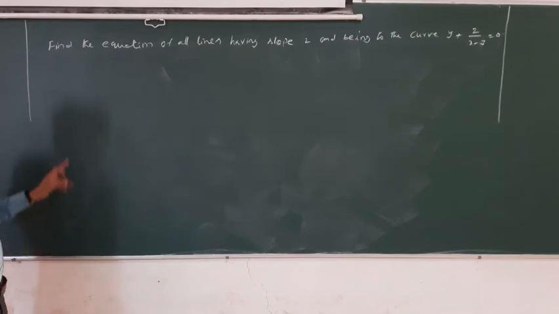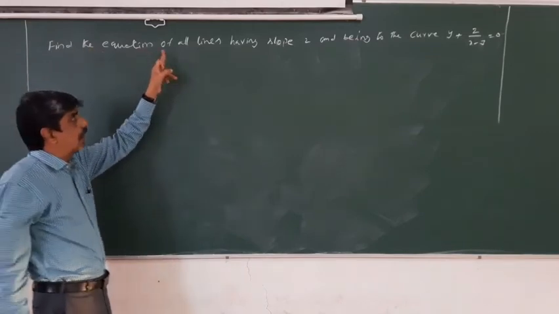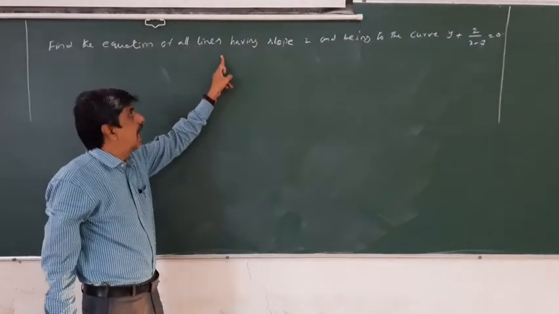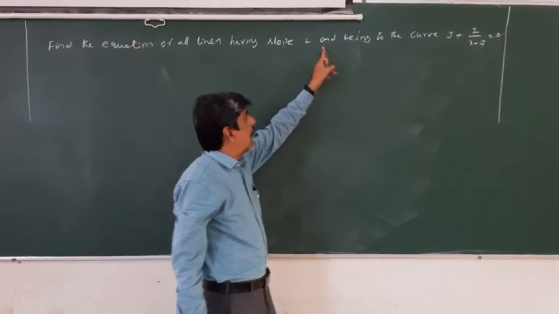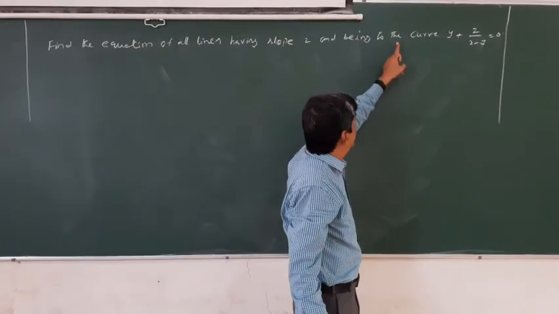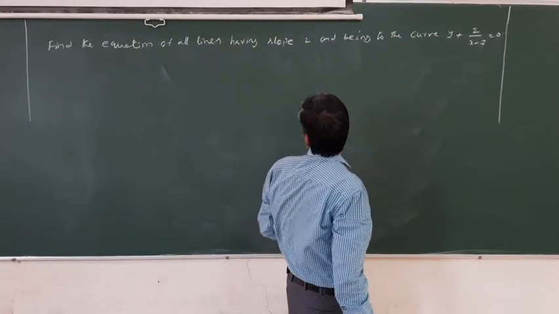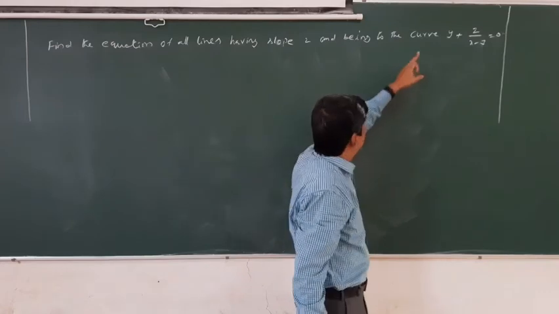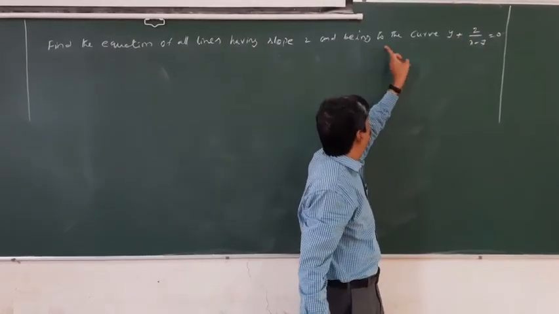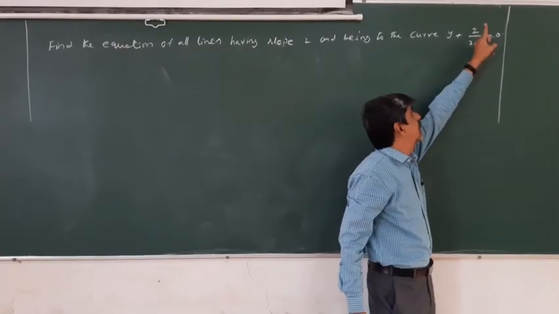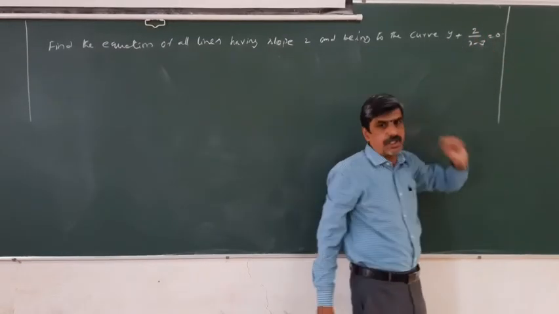Next numerical. Find the equation of all lines having slope 2 and being tangent to the curve y plus 2 by x minus 3 is equal to 0.